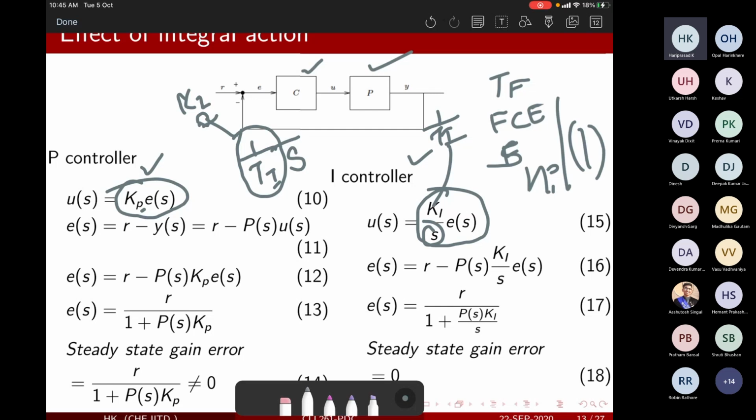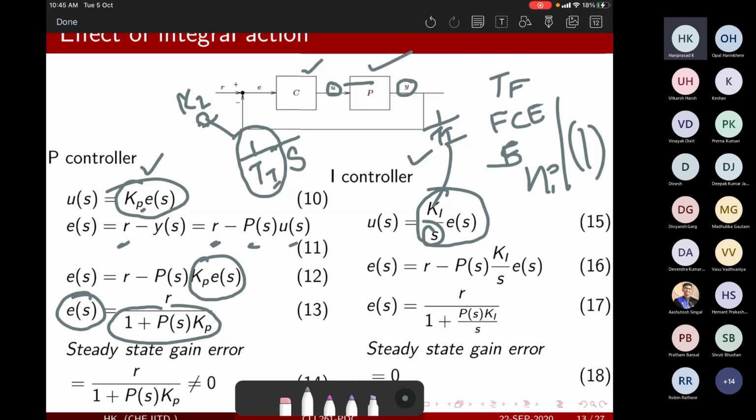So now let's compute the error. The error is equal to R minus Y of S. What is Y of S? Y of S is P times U, so P times Kp times E of S. Now you take E of S to the left hand side, which gives the error transfer function. So E of S is R divided by 1 plus Kp times P of S in the denominator.